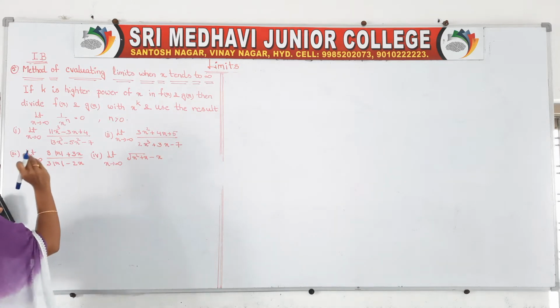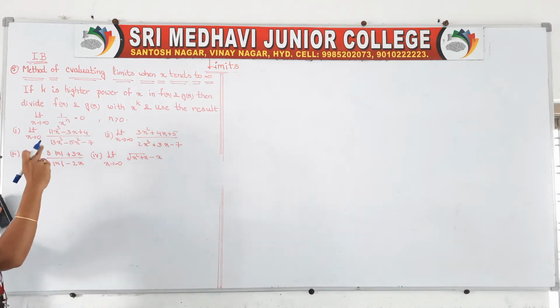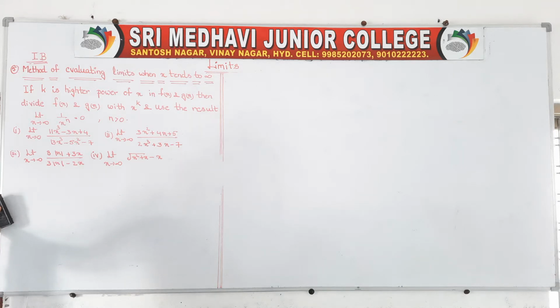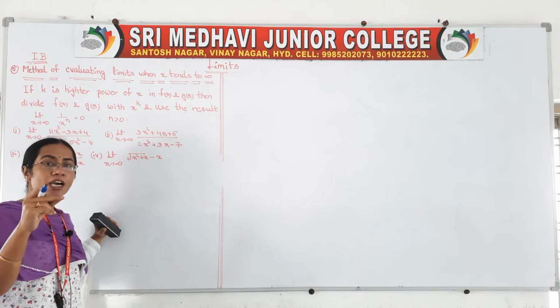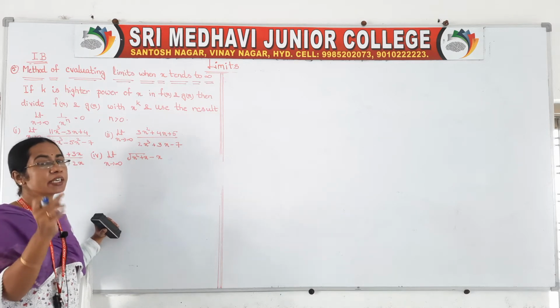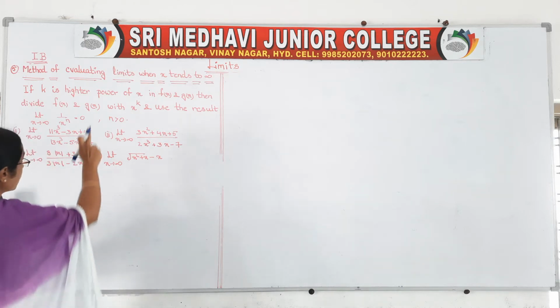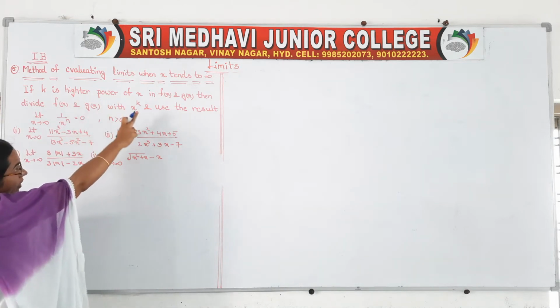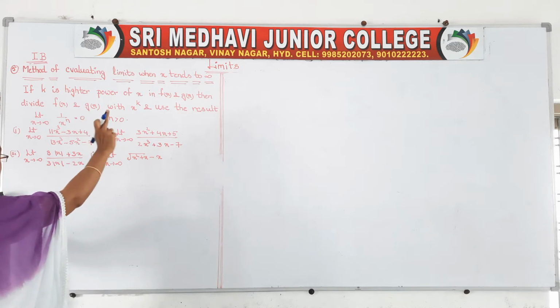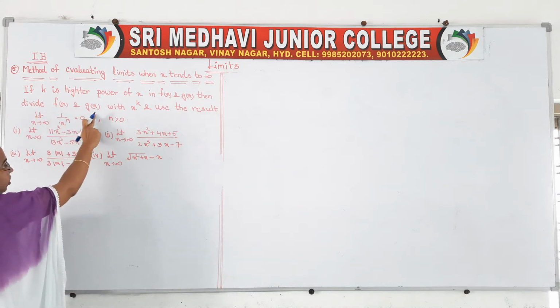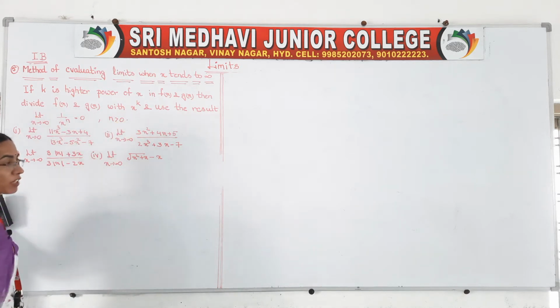In that, we have to observe what is the maximum power of x in f of x and g of x. We have to check what is the highest power of x in f of x and in g of x. Suppose k is the highest power of x in f of x and g of x, then divide f of x and g of x by x to the power of k.